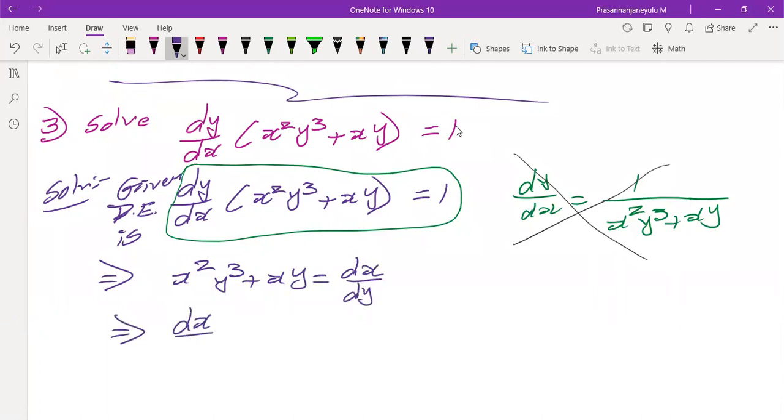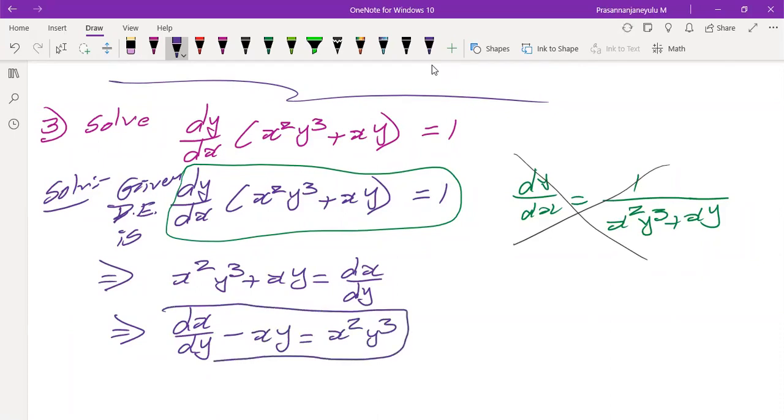What is the dependent variable here? x plus, which term can I bring to the left hand side? I can bring this xy term to the other side, so it will become minus xy is equals to x square y cube. Now, what is the dependent variable here?